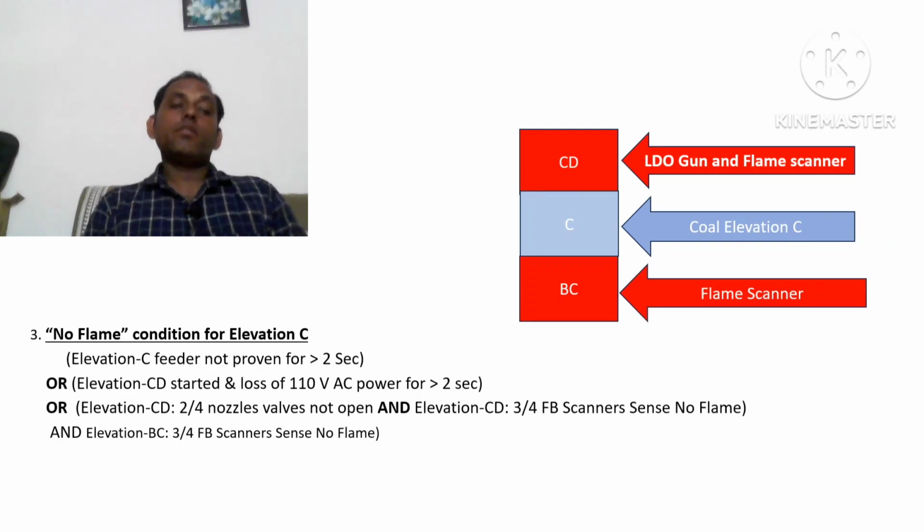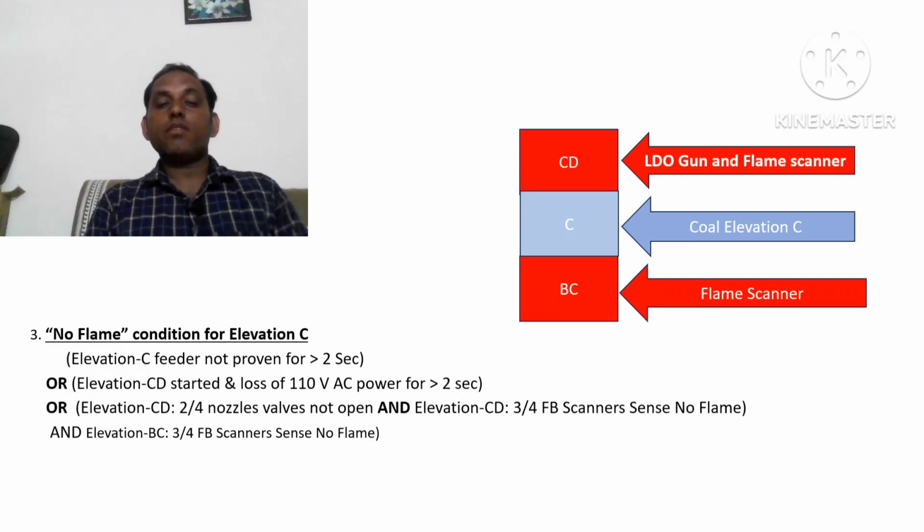The third one is the no flame condition for elevation C. Elevation C is mounted between BC and CD, so the scanners mounted at both elevations also contribute in this logic. Elevation C feeder not proven for more than 2 seconds, or elevation CD started with any gun in service at the CD elevation and 110 volt AC supply failure for more than 2 seconds. So this condition becomes true and votes for no flame.